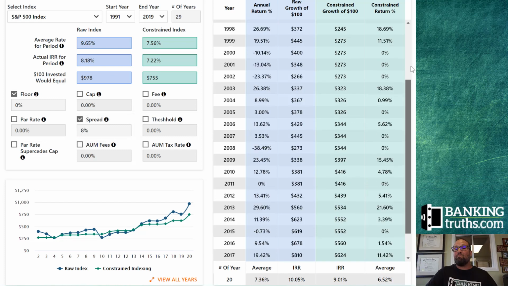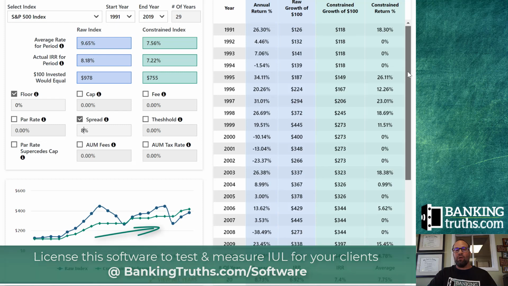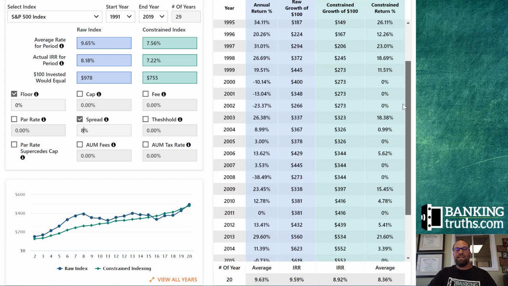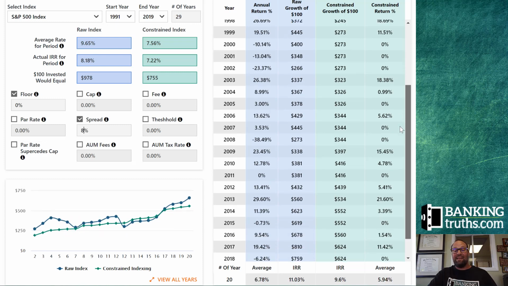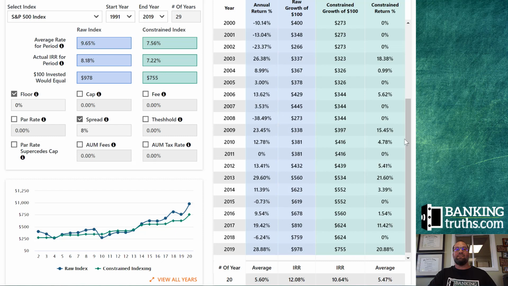And again, if we just back it up to 1991, you can see it does okay. Not as great during that meteoric rise. And if we scroll through the last decade, you can see again it does okay. It's just not quite as attractive of an option.